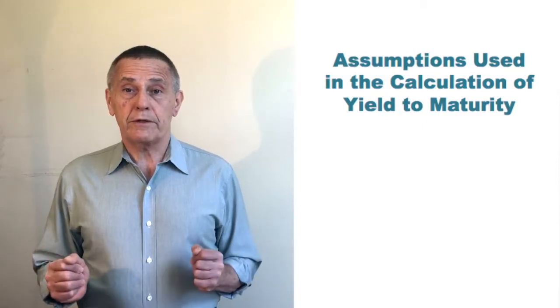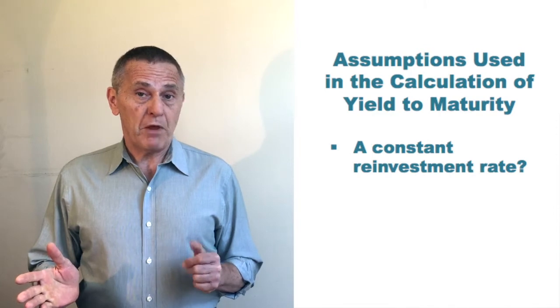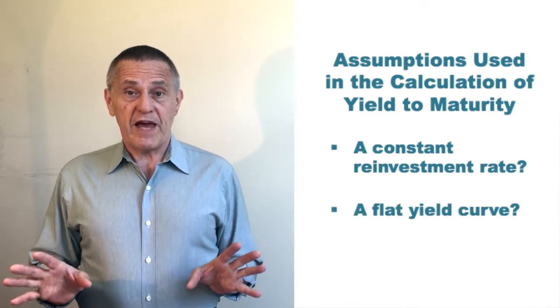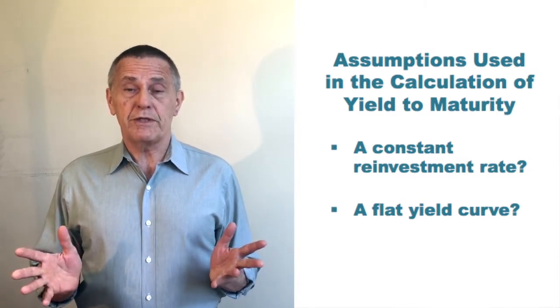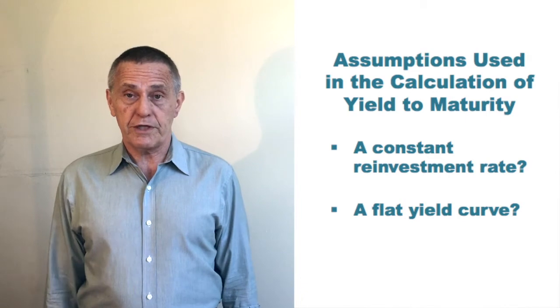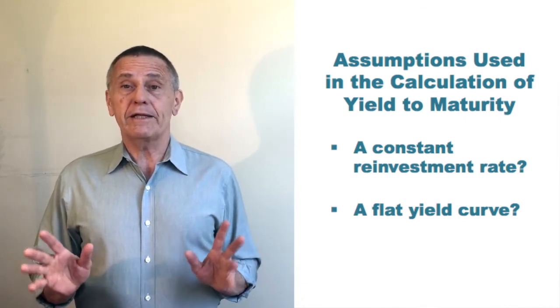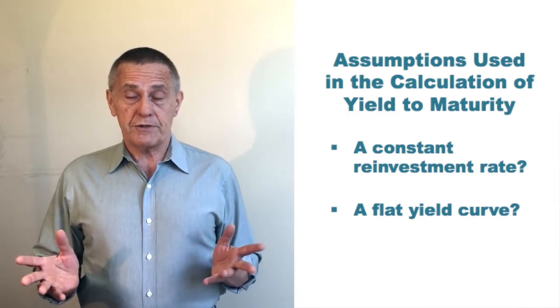What's assumed to calculate a bond yield to maturity? A constant reinvestment rate? A flat yield curve? Well, despite the fact that both of those assumptions are often misattributed in the determination of yield to maturity, and despite their seeming plausibility, at least at a superficial level, as we'll see, yield to maturity makes no such assumption.